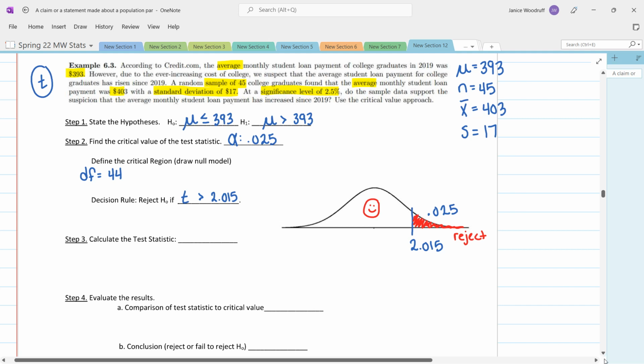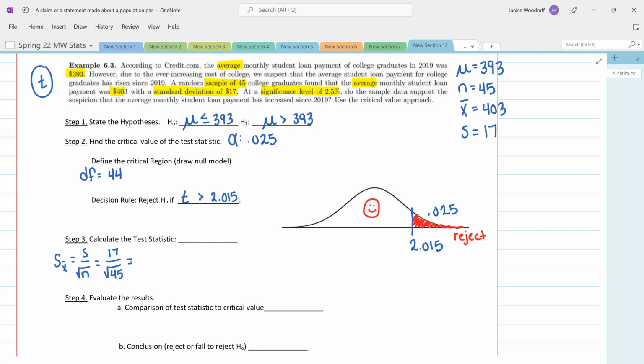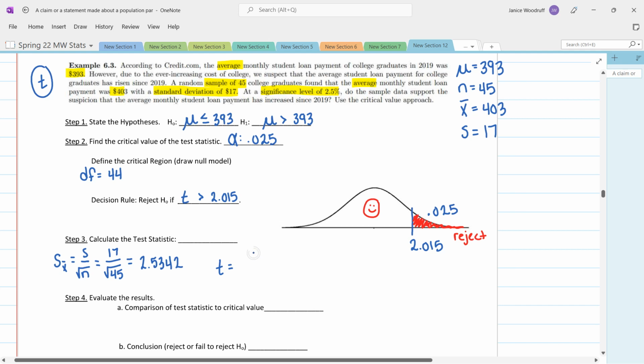So again, you want to find the standard deviation of x bar first, which is the standard deviation of the sample over the square root of the sample size. So standard deviation of the sample was 17 over the square root of 45. So 17 divided by the square root of 45 is 2.5342. And then the next thing we're going to do is the t, which is going to be x bar.